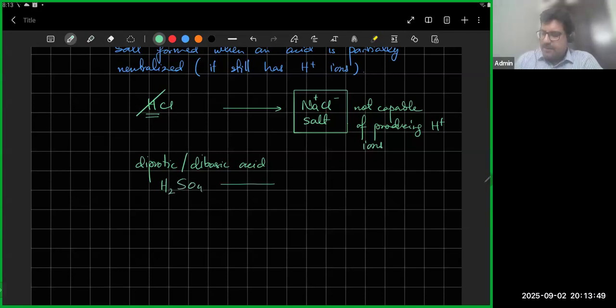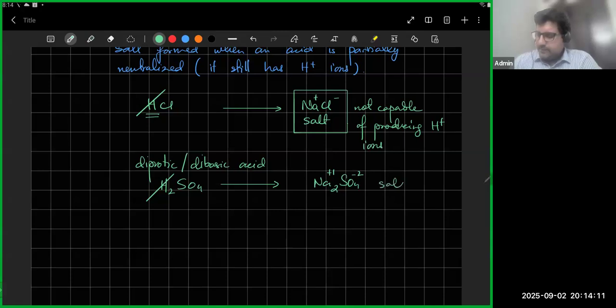So, what could happen is that you could get rid of both H's and replace it with sodium. So, it's going to be Na plus 1 and SO4 minus 2, and it's going to be Na2SO4, right? So, that's again a perfectly neutralized acid. It's a salt.